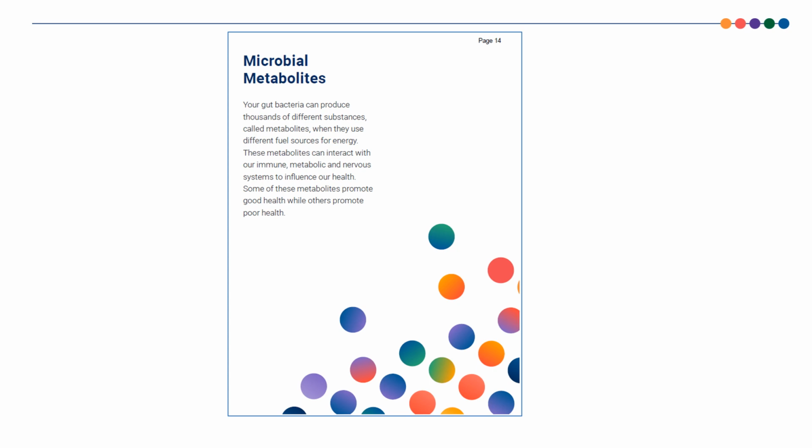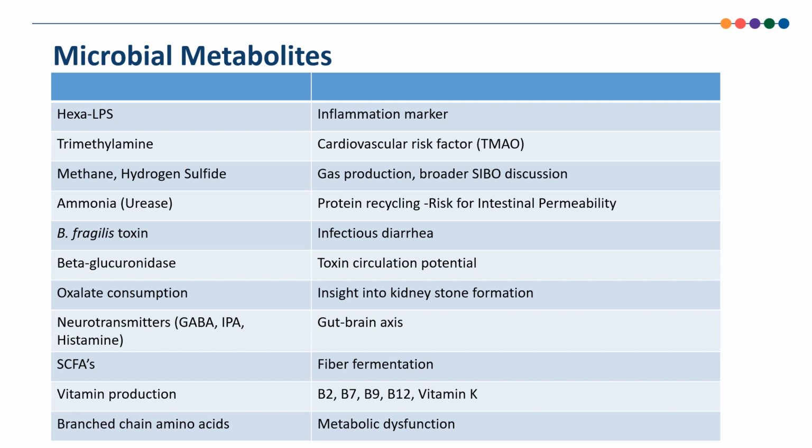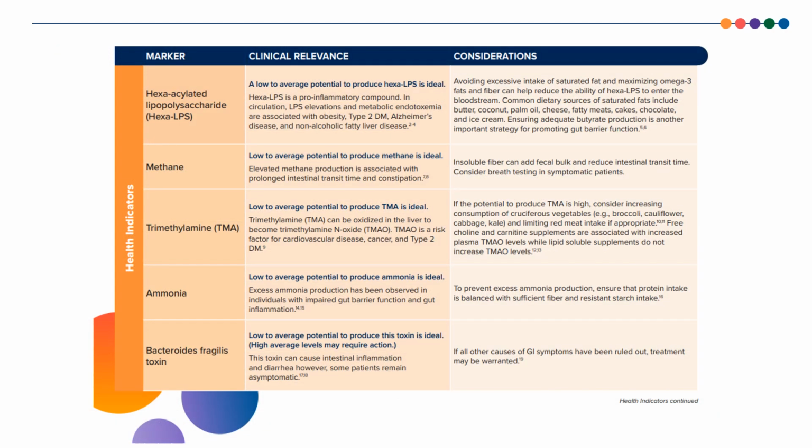Next, we look at each of the microbial metabolites assessed on this report. Here's a list of the microbial metabolites assessed on the Microbiomix report. You can see that there are diverse clinical implications, including cardiovascular risk, SIBO or small intestine bacterial overgrowth, kidney stone formation, and vitamin production, to name a few. Now let's go into each metabolite in detail. Again, our clinical reference guide found on our website can be helpful while reviewing these markers.